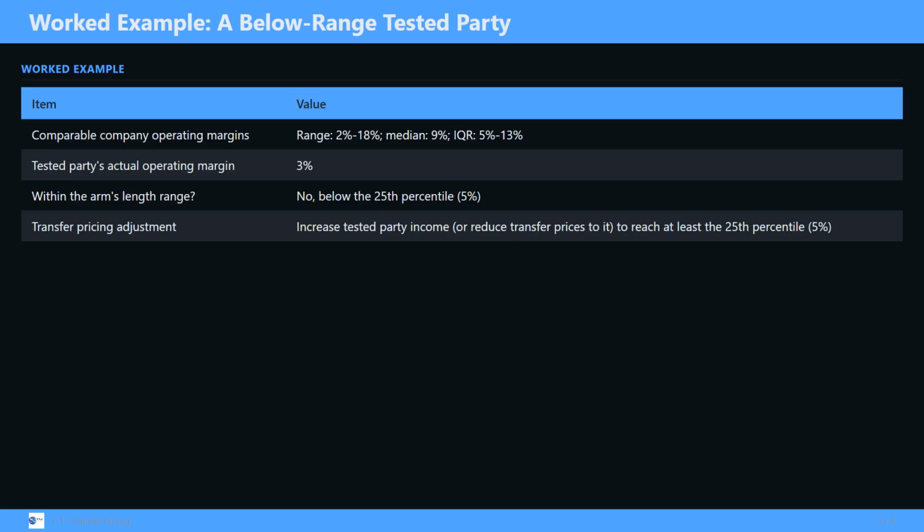Here is how this plays out with real numbers. A set of comparable companies shows operating margins ranging from 2% up to 18%, with a median of 9% and an interquartile range running from 5% to 13%. The tested party, though, reports an actual operating margin of only 3%. Is that inside the arm's length range? No. 3% sits below the 25th percentile of 5%, so it falls outside the interquartile range entirely and calls for either an adjustment or a documented explanation.